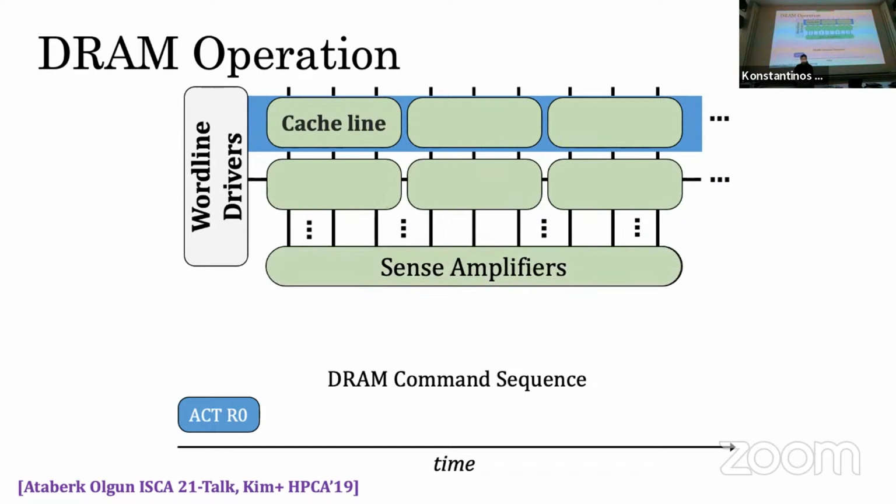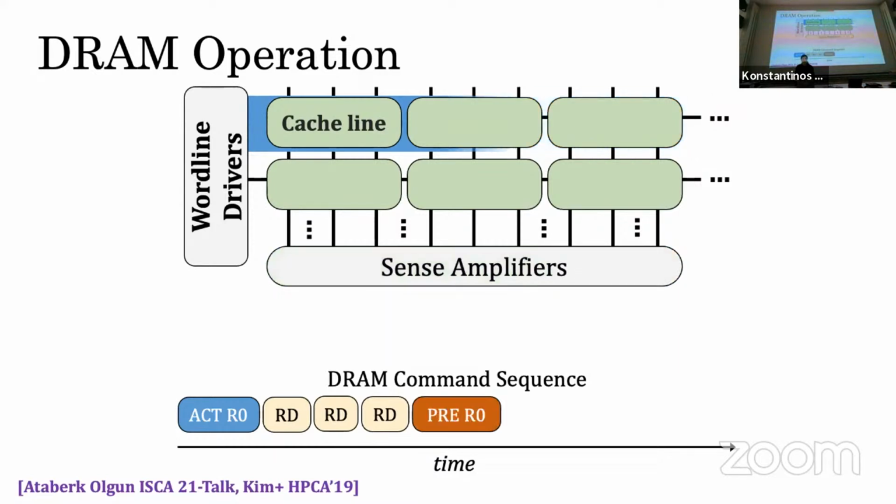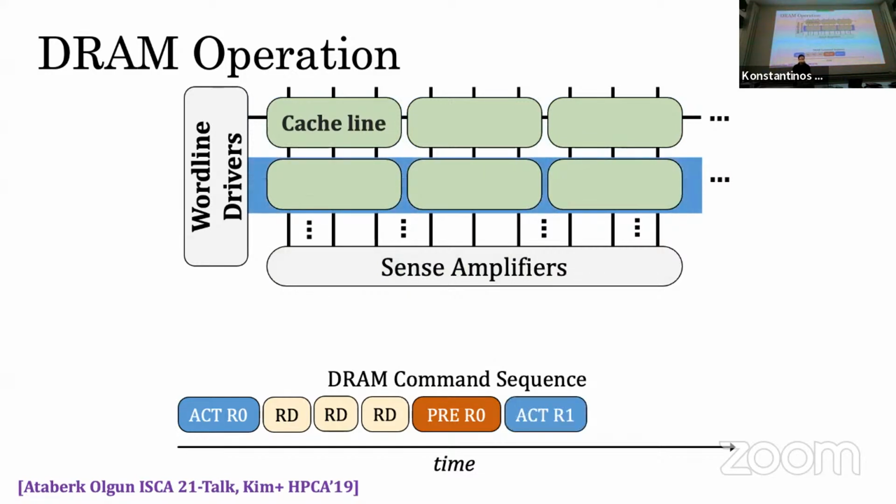Afterwards, we can read the data from the sense amplifiers by issuing read commands in cache line granularity, and data is usually read in cache line granularity. Now, if we want to read the data from the other row, row 1, we would first need to close row 0 by issuing a precharge command. This restores the bitline voltage back to half VDD. Afterwards, we can issue an activate command to row 1, and once again, copy the data to the sense amplifiers and read it in cache line granularity.